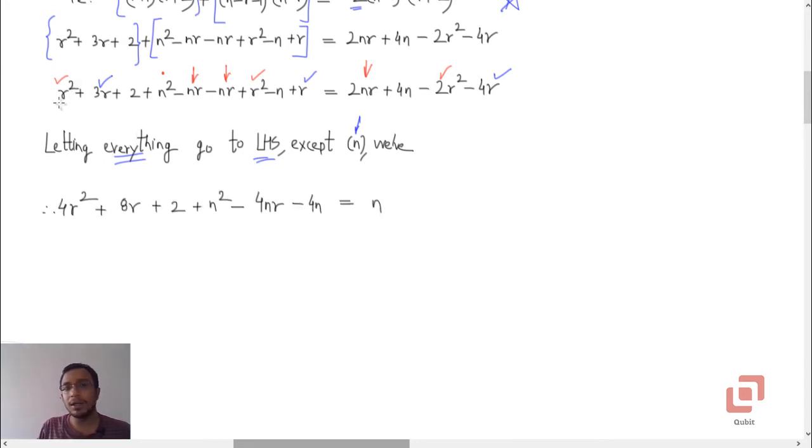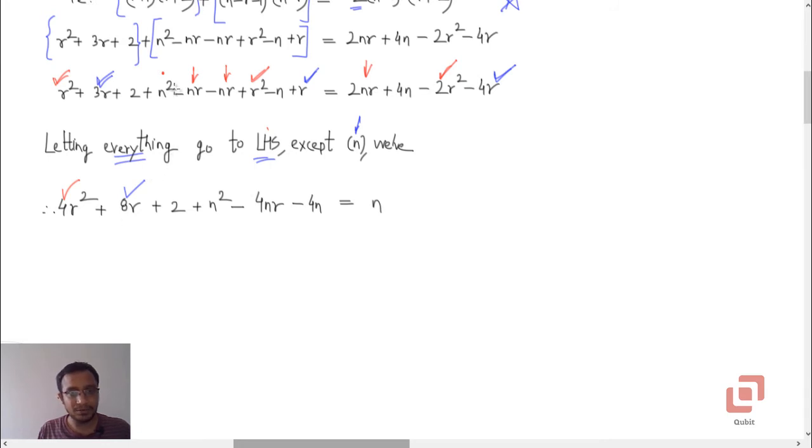First, let's accumulate the terms containing r squared. There are I think 3 of them: this r squared, and this negative 2r squared. If you get everything to the left hand side, it will be 4r squared. Let's go to r terms now. We have 3r here, we have r here, and we have minus 4r here, so that will make it 8r. Let this 2 be left as it is. We'll come to that later.